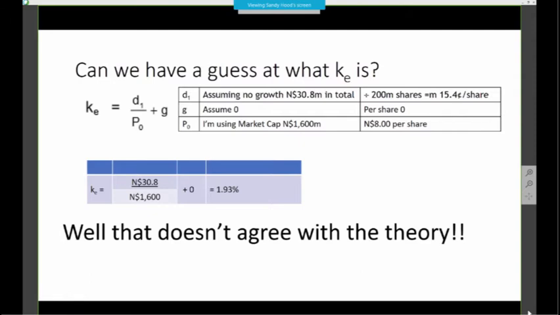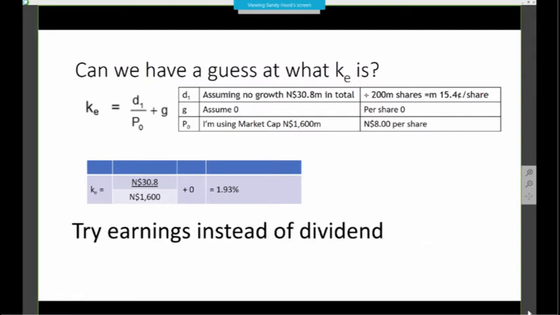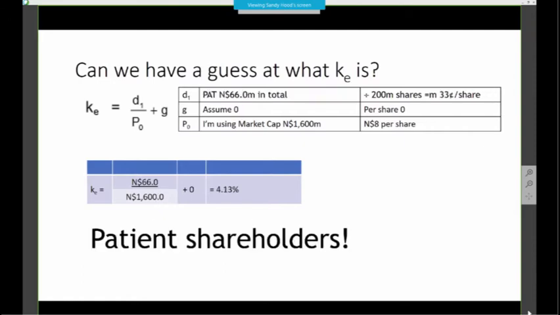So here we have it. It doesn't agree with the theory, so I've got to go back and try again. And what I'm going to do now is to look at it in terms of the earnings. So my D1 value has changed. Instead of using the dividend, I'm now using the earnings, the profit after tax. Now that gives me a 4.13% cost of equity, which again looks low.